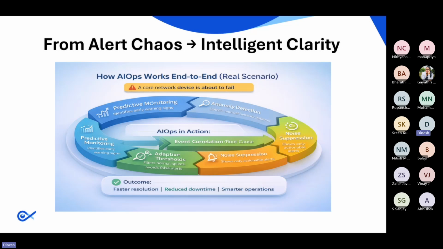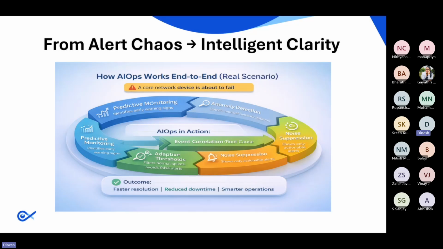Okay, let's see a core device network is about to fail. Let's take a core network device that is about to fail, but the system does not wait for the failure. Without AIOps, this will be triggered only when there is a failure. But let's assume that we have all the features in the system. So the system will not wait for the failure.